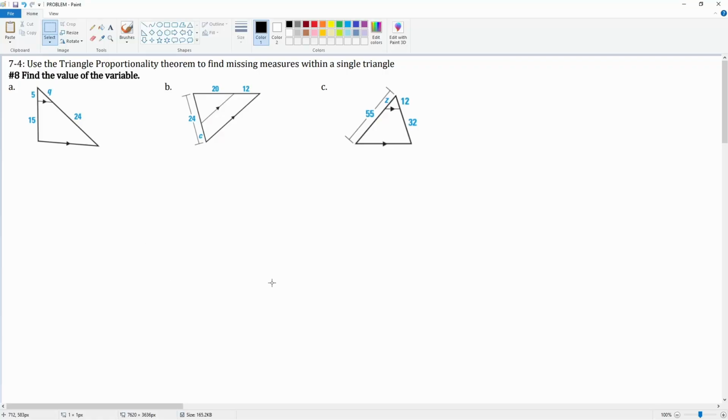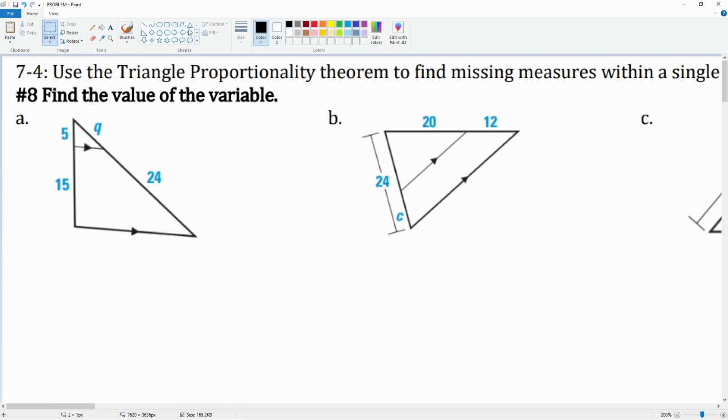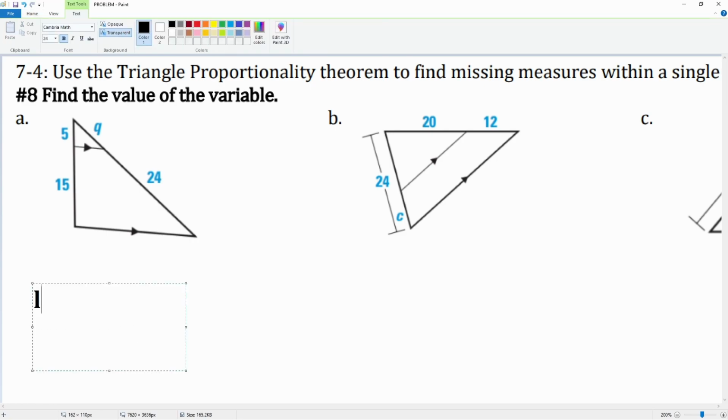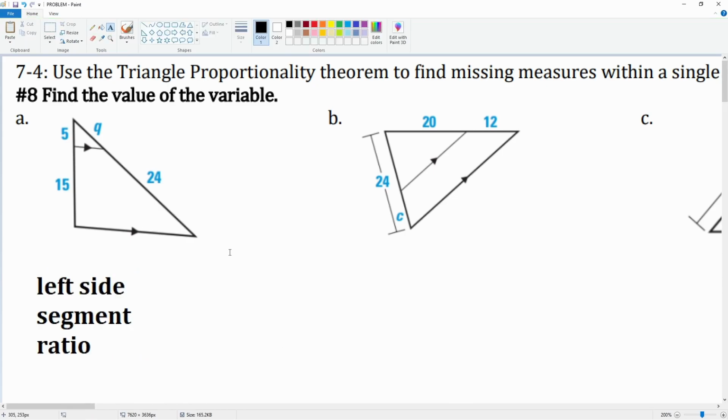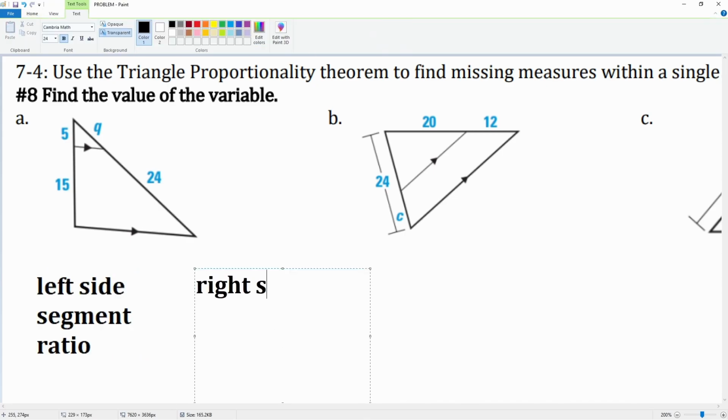Number 8 here, we have to find the values of the variables. Notice these are all triangles that have parallel lines. So this allows us to set up the triangle proportionality theorem. If you do not remember what the triangle proportionality theorem allows you to do, you can take the left side segment ratio. Okay, that left side segment ratio is going to be also equal to the right side segment ratio.